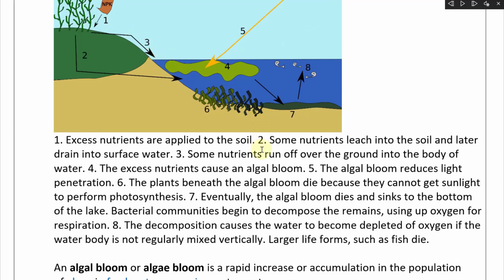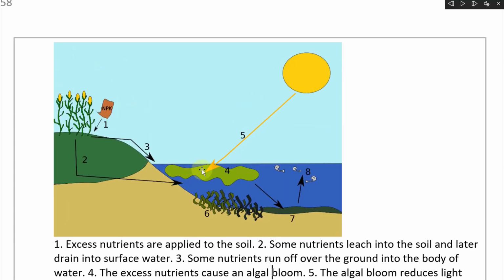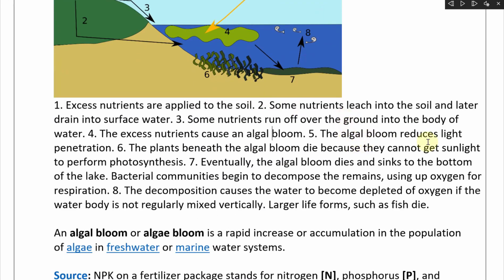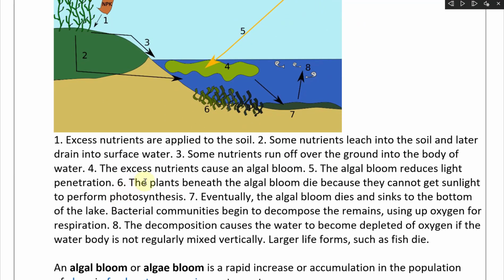And then the excess nutrients cause an algal bloom. Let's pronounce this: algal bloom. And this right here, this whole green blob. An algal bloom or algae bloom is a rapid increase or accumulation in the population of algae in freshwater or marine water systems. So you have a whole bunch of nutrients there, and the algae eat them up and just take over. The algal bloom reduces light penetration, so light can't go through to the bottom. Let's continue further.